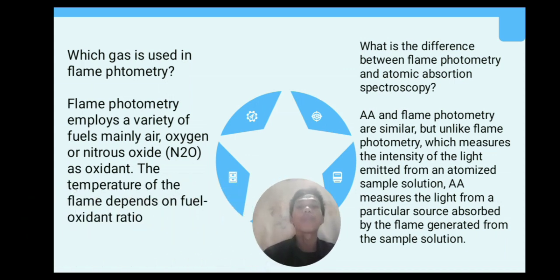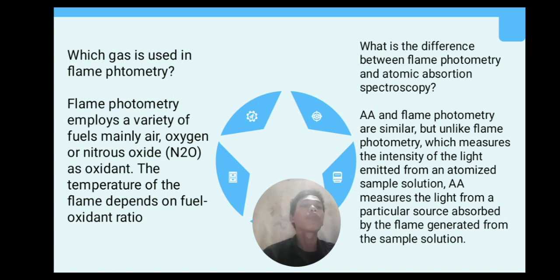Which gas is used in flame photometry? Flame photometry employs a variety of fuels, mainly with air, oxygen or nitrous oxide as oxidant. The temperature of the flame depends on the fuel-oxidant ratio.